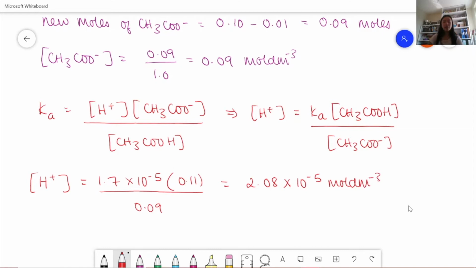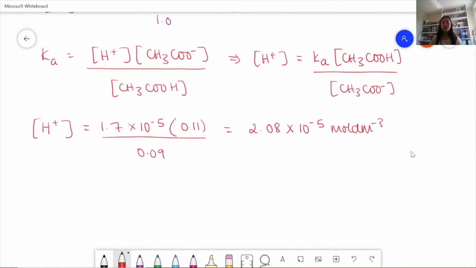And then finally, we use the pH formula to find the pH. So we have pH is equal to minus log to the base 10 of the concentration of H plus ions. So we have minus log to the base 10 of 2.08 times 10 to the minus 5, and this comes out to be 4.68. So as you can see, the pH should still be acidic because acidic buffers will always maintain an acidic pH.